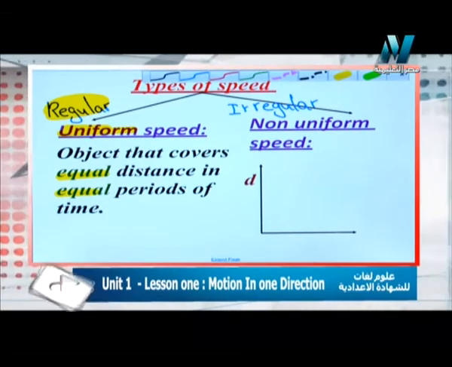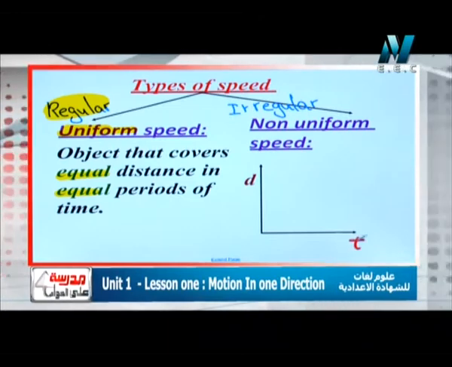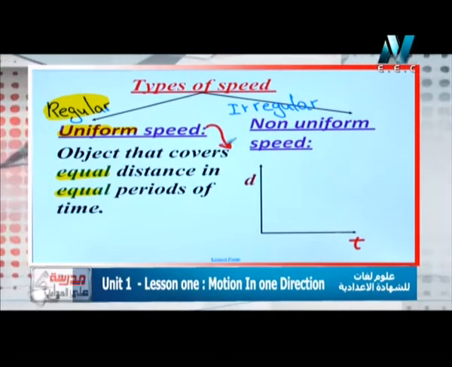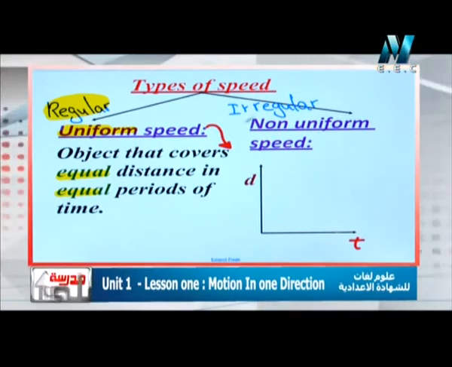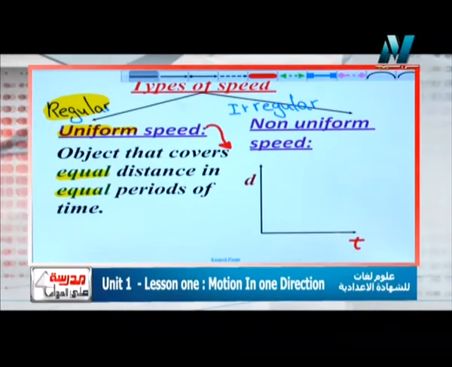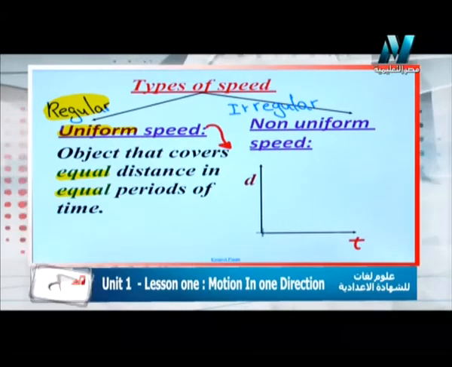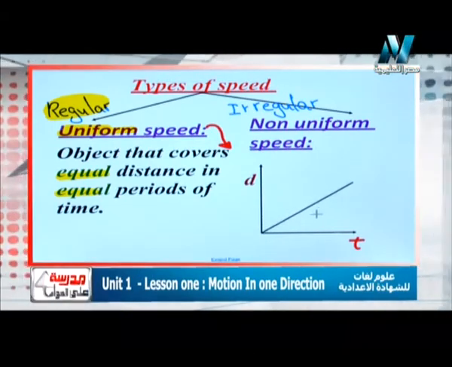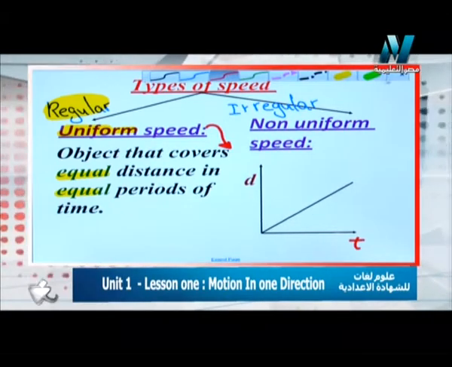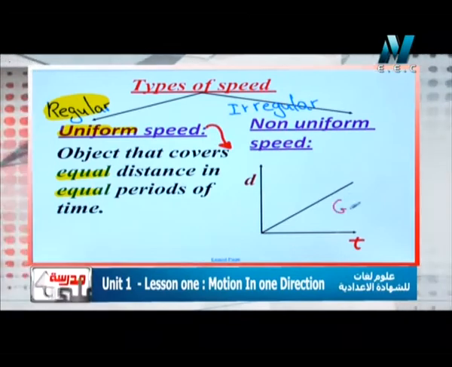Distance and time here. So the graph of what? Of uniform speed. I'm still talking about uniform speed. How do we draw it? As a straight line that passes through the origin point. So that's the graph. Now suppose they ask: give reason for.